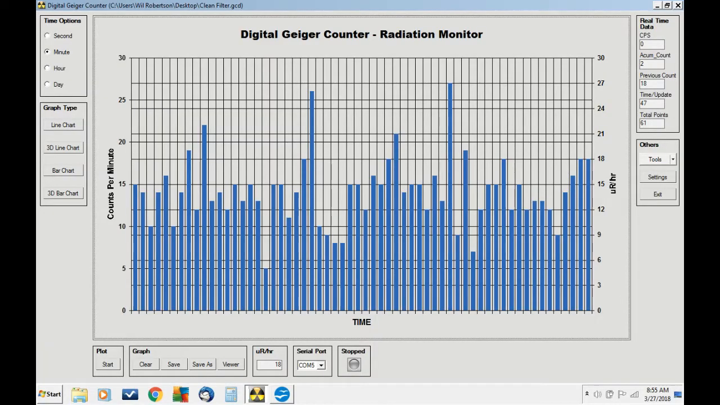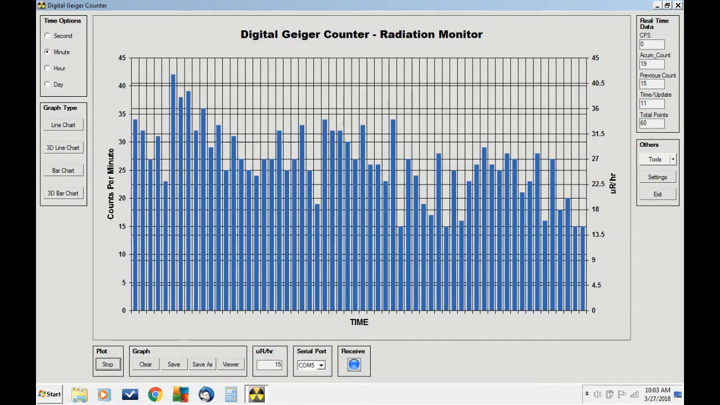Okay, this is the data collected over the clean air filter first, and if you notice, the readings go from 0 to 30 counts per minute on this chart. The highest that I received over the 60-minute period was 27 counts per minute, and the lowest was 5 counts per minute. And again, the average was around 15 counts per minute. And again, this is the standard background radiation of the dining room.